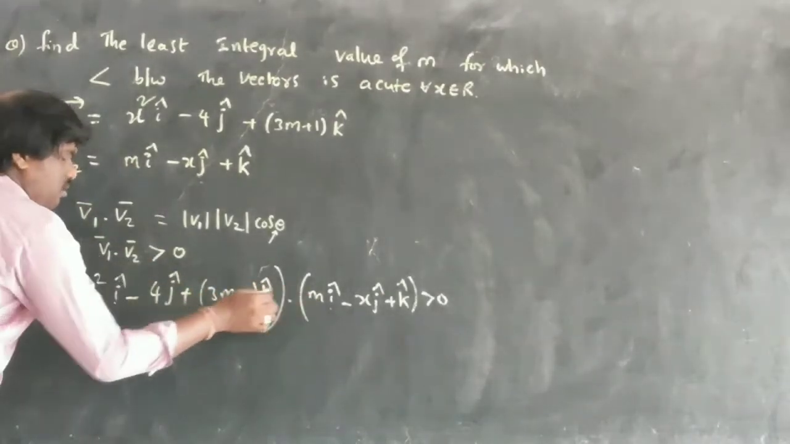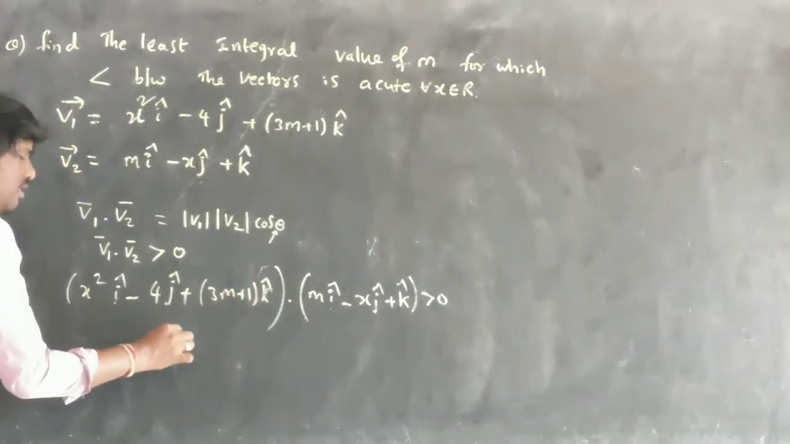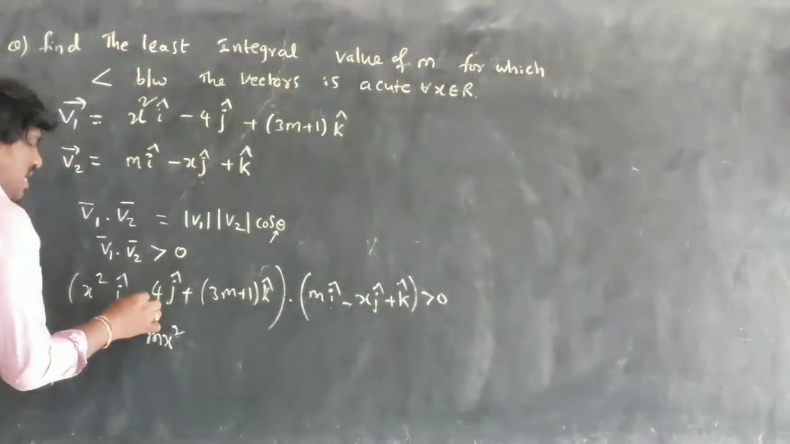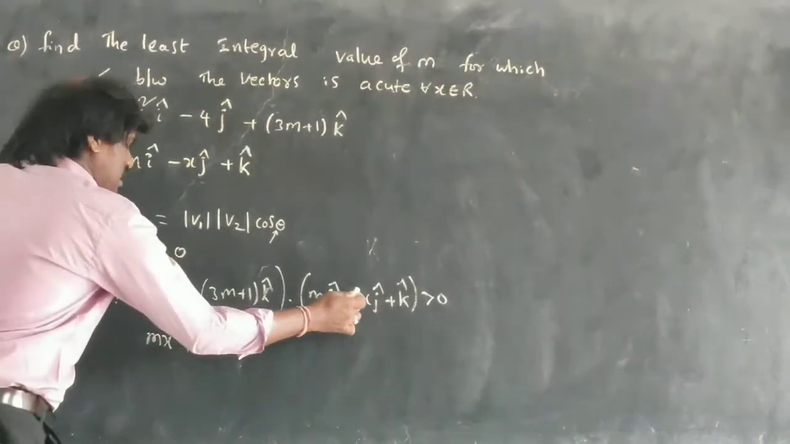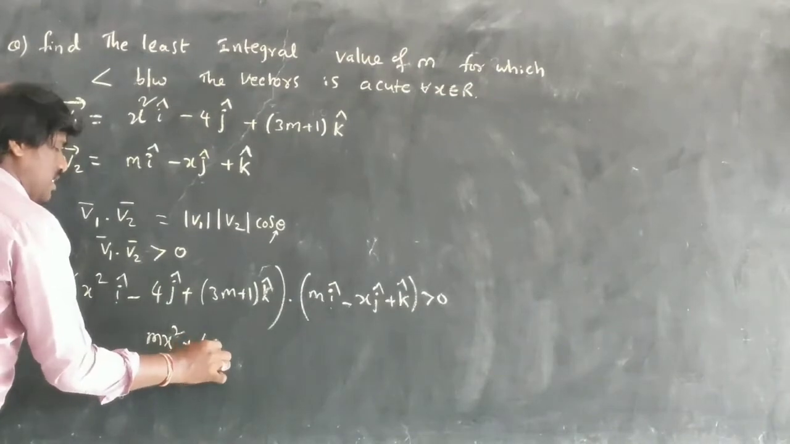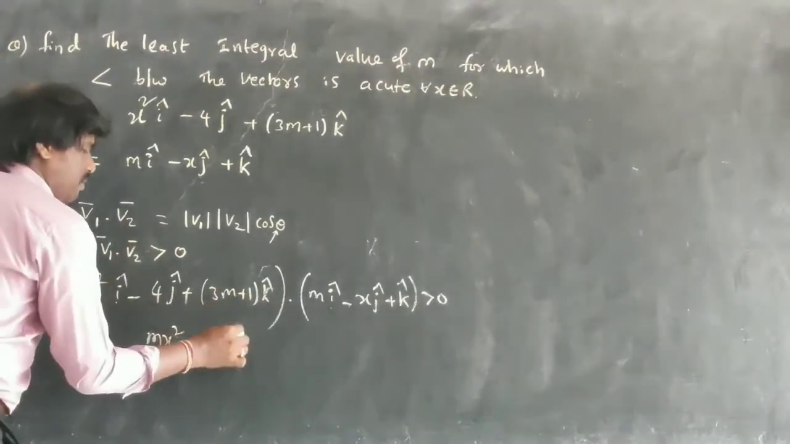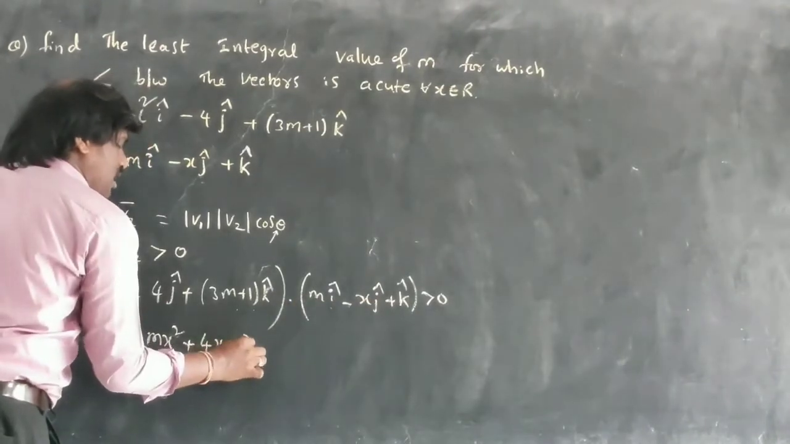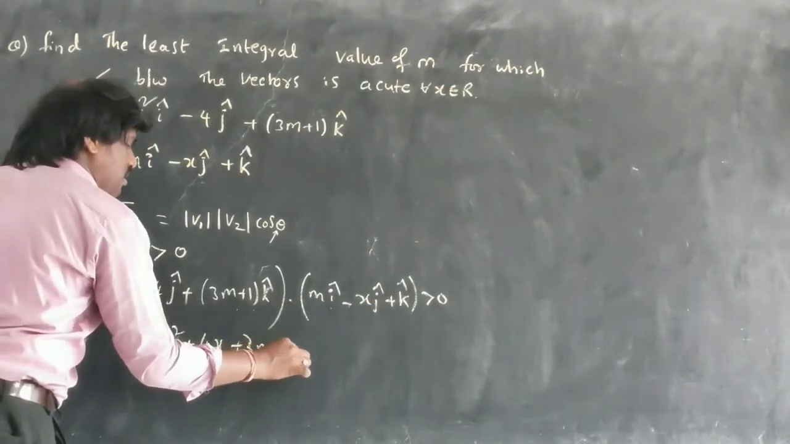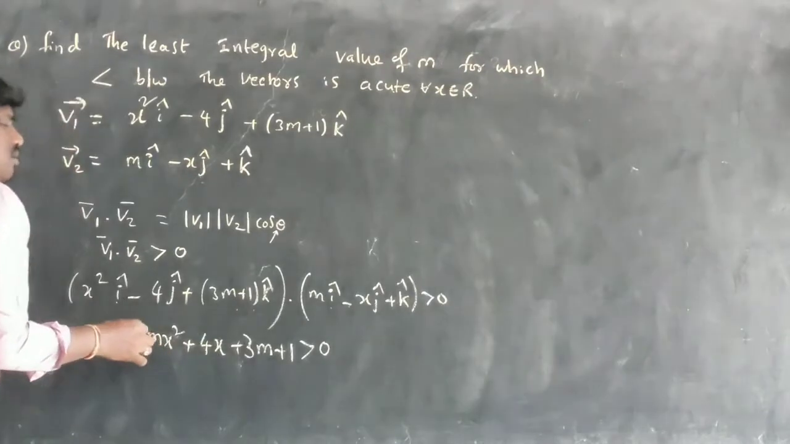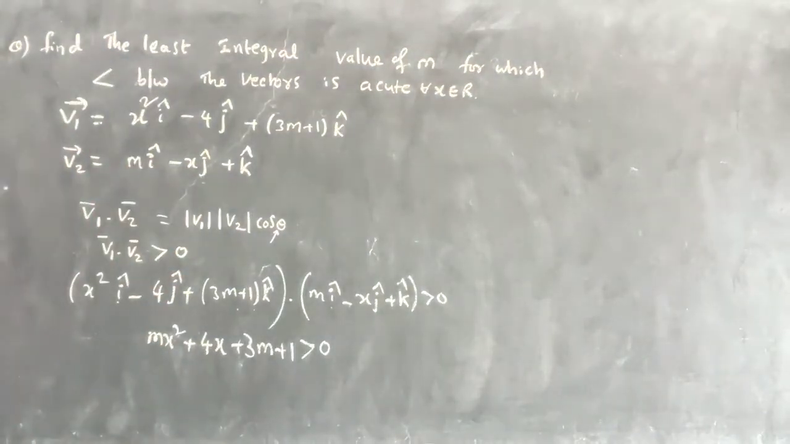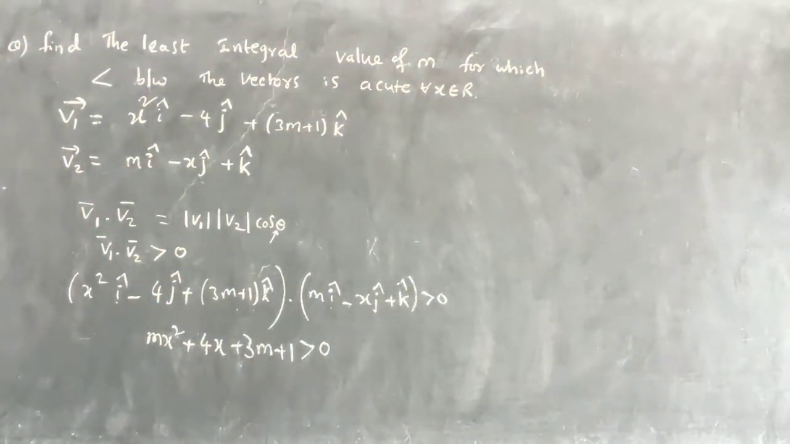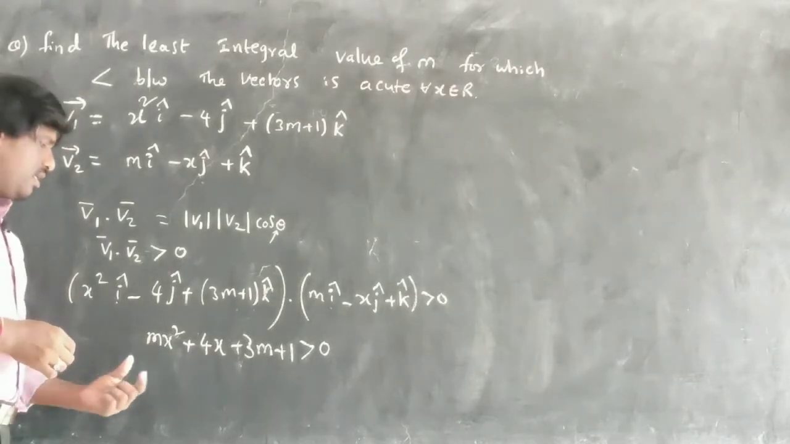So x square into m, mx square. And minus into minus is plus, and this is x into 4, 4x. And this 3 times (m plus 1) will multiply with 1. So 3 times (m plus 1) is greater than 0 because the angle between the vectors is acute. So you have to find the value of m here.